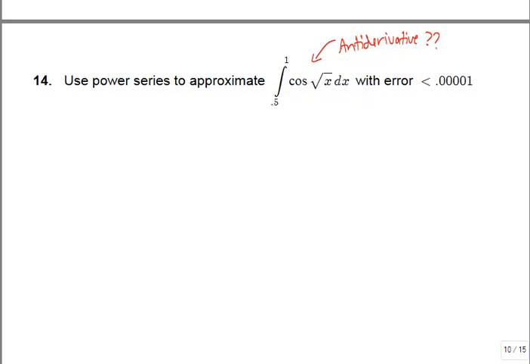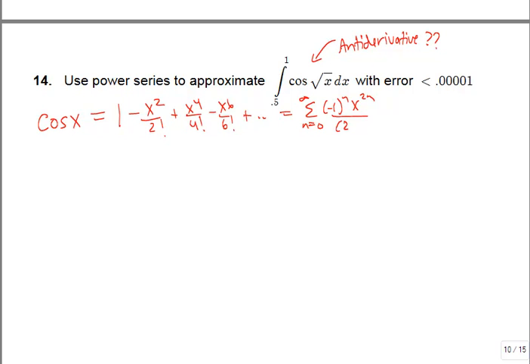So let's start with the power series for cosine x. We know that that's 1 minus x squared over 2 factorial plus x to the 4th over 4 factorial minus x to the 6th over 6 factorial, etc. And in summation notation, that's the sum from n equals 0 to infinity of negative 1 to the n, x to the 2n over 2n factorial. So what would cosine of square root of x look like? Well, we're just going to substitute in a square root of x for all these x's. So square root of x squared just becomes an x. Square root of x to the 4th just becomes an x squared.